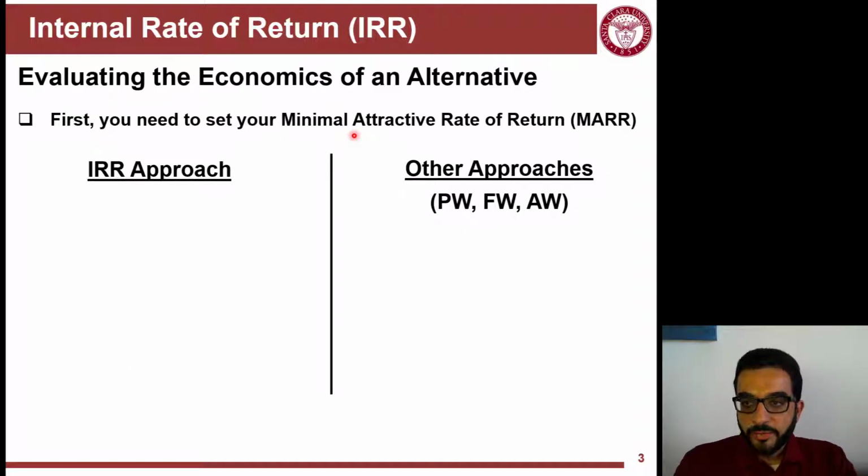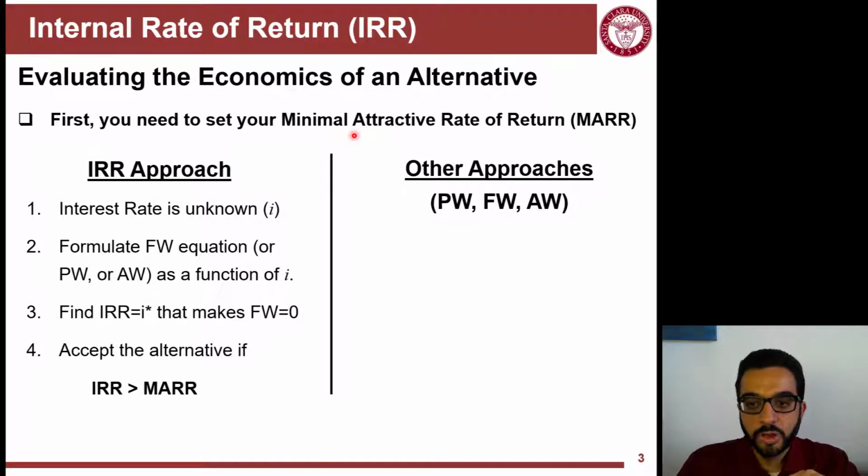Now if we summarize how we evaluate an alternative economically, you have IRR on one side and all the other methods, present worth, future worth, annual worth, on the other side, because IRR is a little unique in the approach it uses. So to summarize, in IRR, your interest rate is unknown. It's differentiated between interest rate and MARR. MARR is my benchmark, the goal rate of return that I want to achieve, at least. But for now, I don't know.